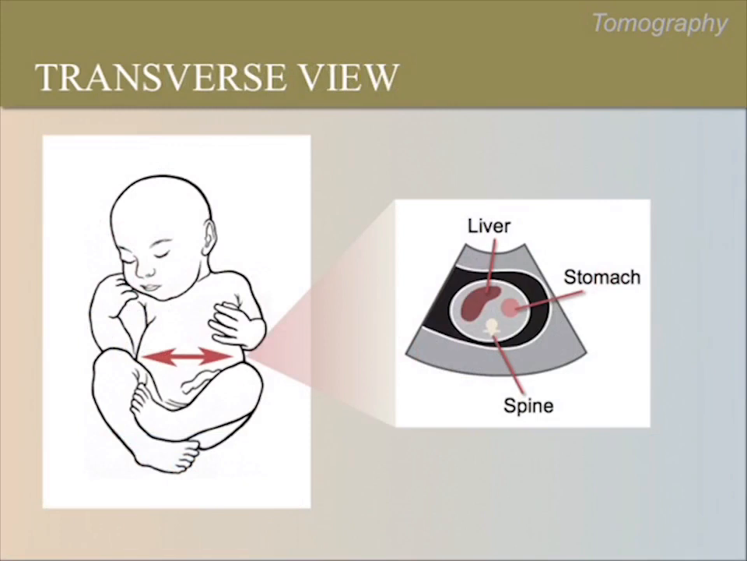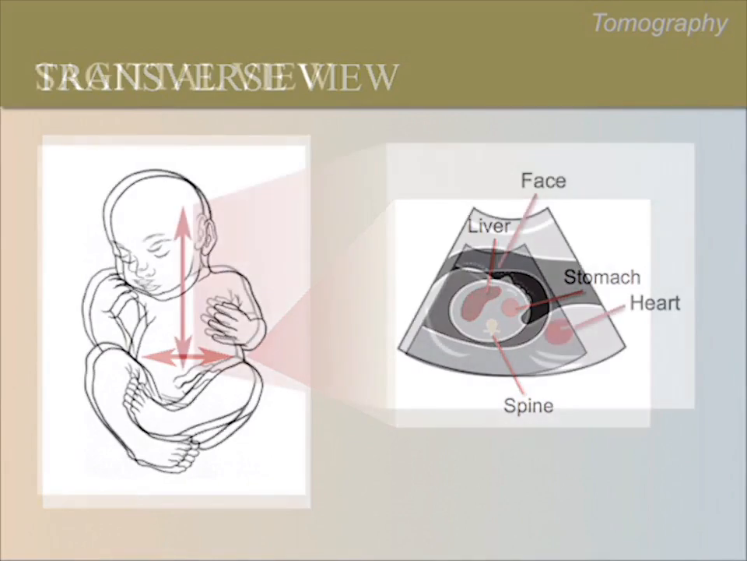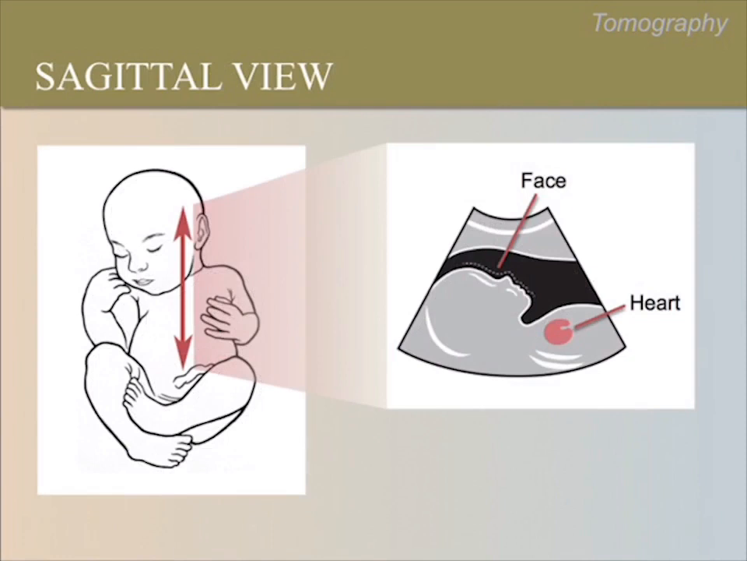This is a transverse view of a fetal abdomen. Imagine that you are at the baby's feet, looking up towards its head through the abdomen. This is how the abdominal area would look from that cross-section slice. This is a sagittal view of a fetus. Imagine that you are looking through the baby from its right side. This is how the baby's profile would look from that longitudinal or sagittal slice.